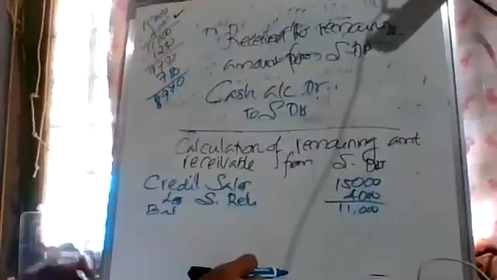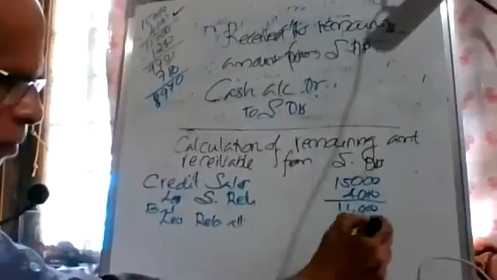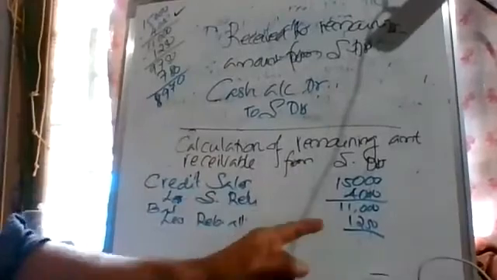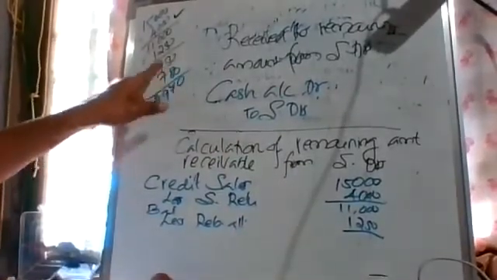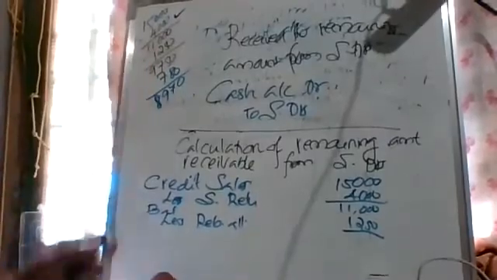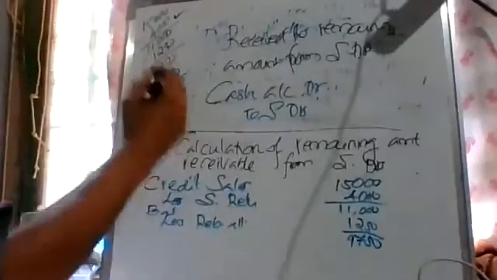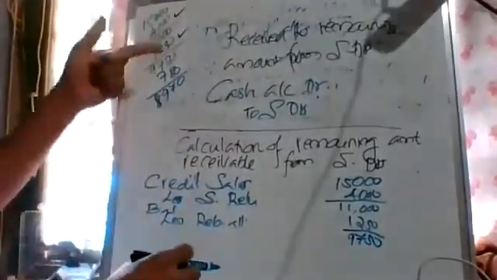Then, what's the next amount we have to take? 1250. What is that? Rebate allowed. Since we have worked out here, we can save time. No need to calculate again. After deducting 1250, how much are you getting? 9,750. Okay, we are saving time. Put a tick mark. Don't take it again.